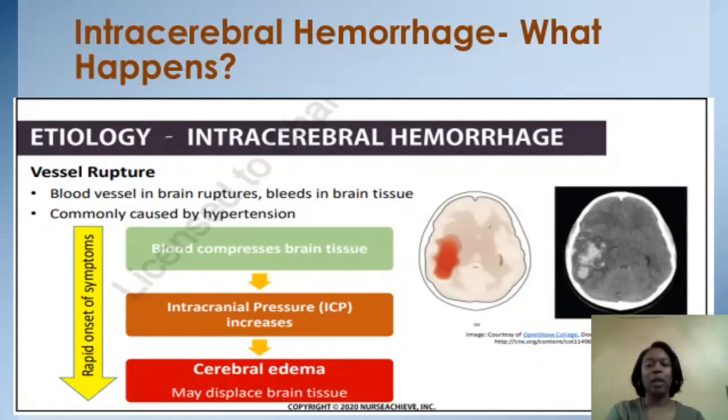Some of the causative factors include the use of blood thinners. We already discussed hypertension and aneurysm as well. It could be caused by head trauma. It could also be caused by a bleeding disorder such as hemophilia, sickle cell anemia, thrombocytopenia, or a tumor that is highly vascular in nature.